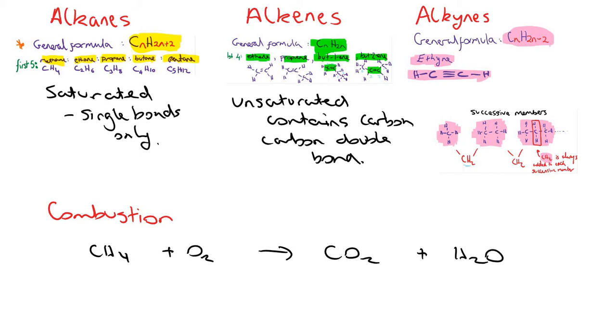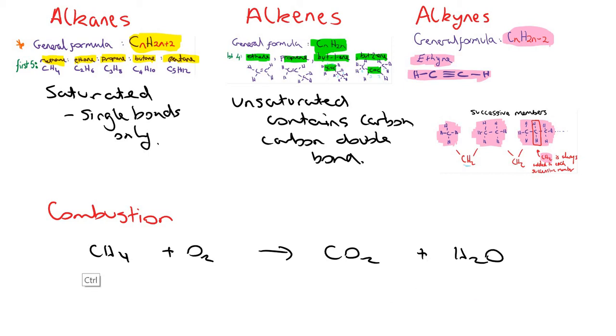Every organic compound will always react with oxygen to give carbon dioxide and water, provided there's enough oxygen. If there isn't enough oxygen, we get carbon monoxide formed, which is toxic. Carbon monoxide irreversibly binds to the hemoglobin in the blood, limiting the red blood cells' capability of carrying oxygen around the body. So, provided there's an excess of oxygen, we always form carbon dioxide and water.